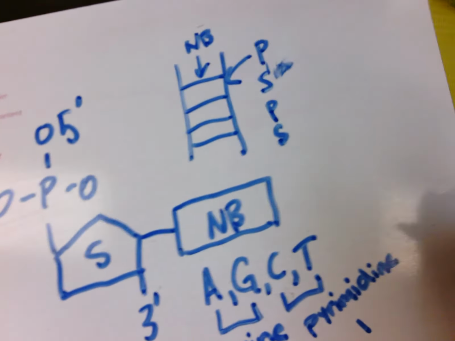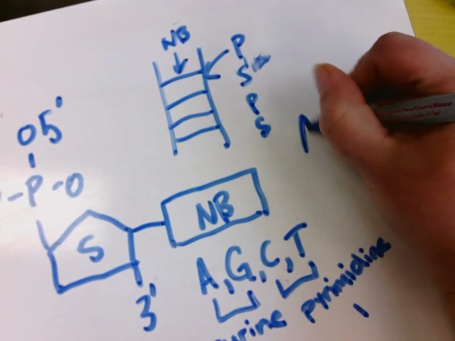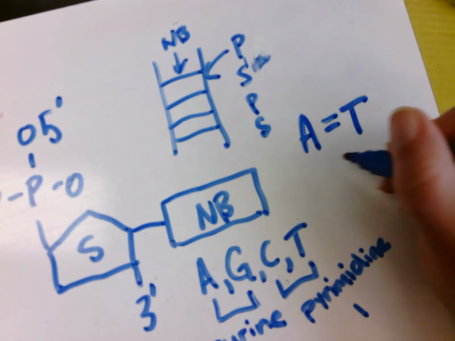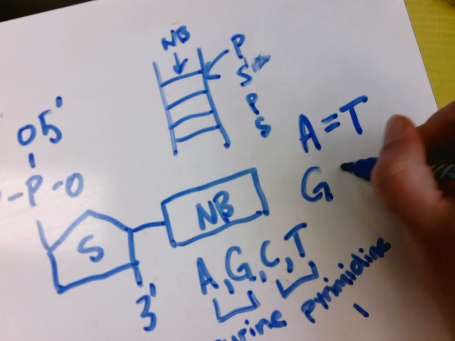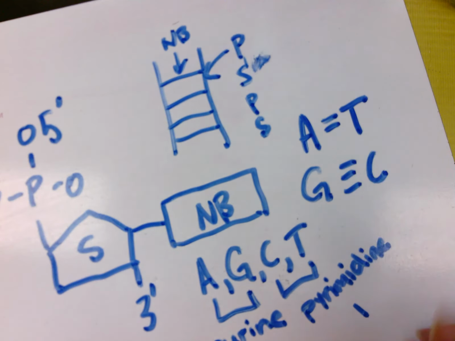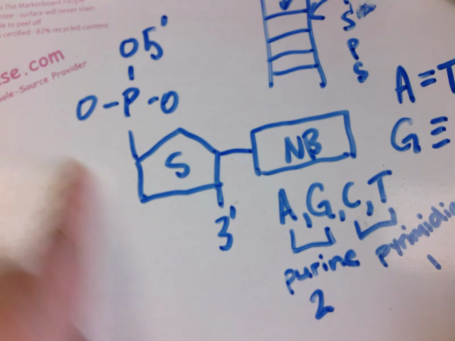Remember that because DNA is double-stranded, we've got A complementary base pairing with T, and there are 2 hydrogen bonds holding them together, and G complementary base pairing with cytosine, or C, and we've got 3 hydrogen bonds holding them together. Okay, so then we've got to talk about how our nucleotides polymerize, or go into a strand.